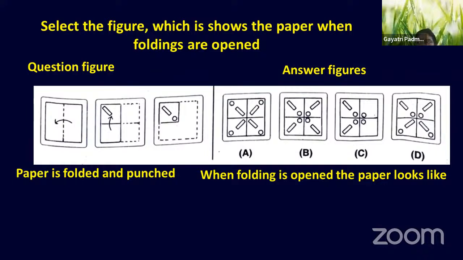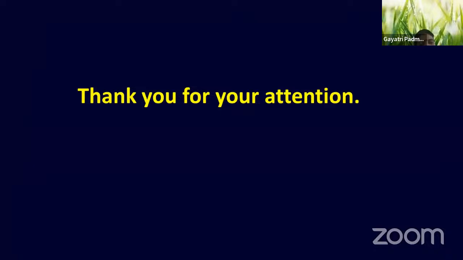Here, the paper is folded and punched. See, like a triangle, it is punched in the second figure. And see, in the third one, a circle is also punched. After the folding is open, the paper looks like option B. It's a pretty new design that we are getting, isn't it? If you had opted for option B, then your answer is right.